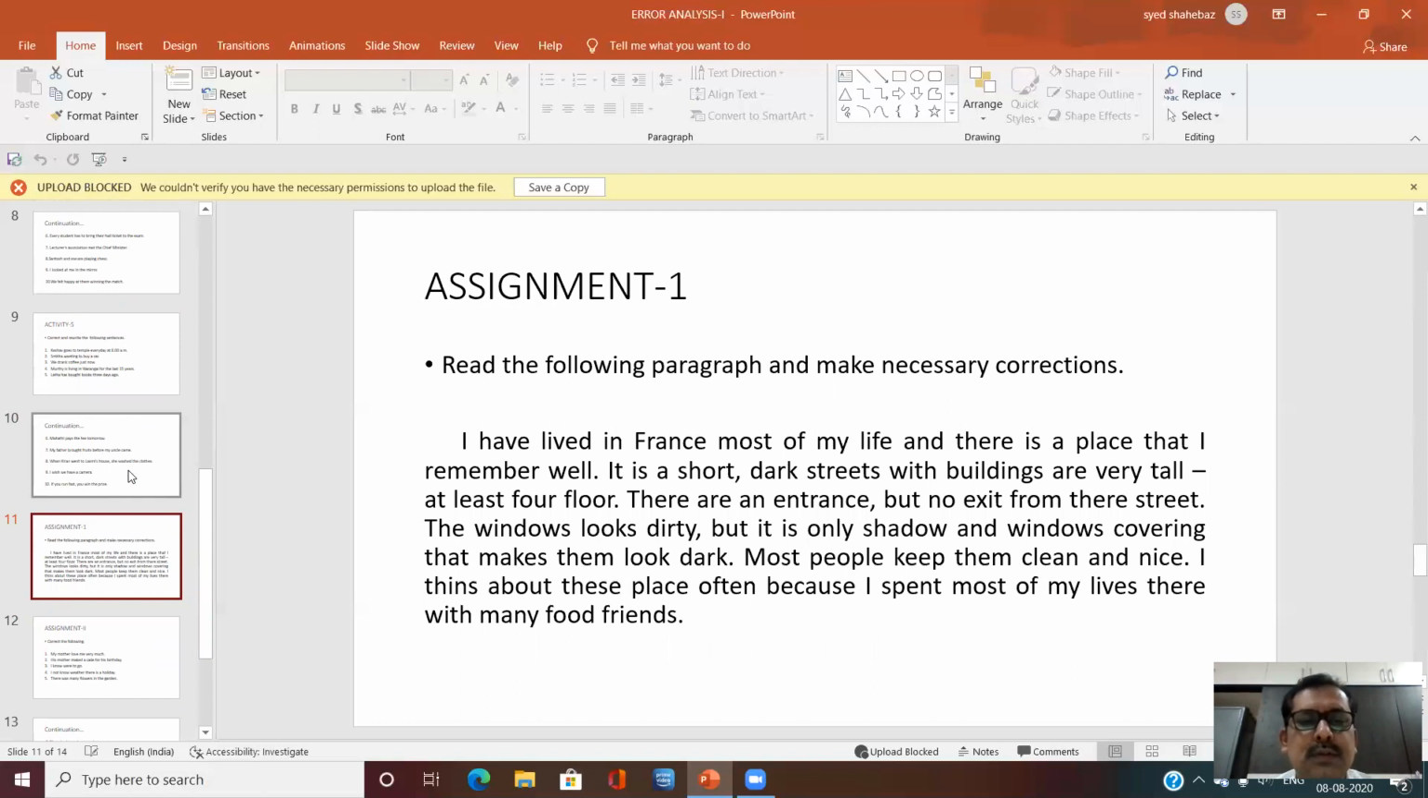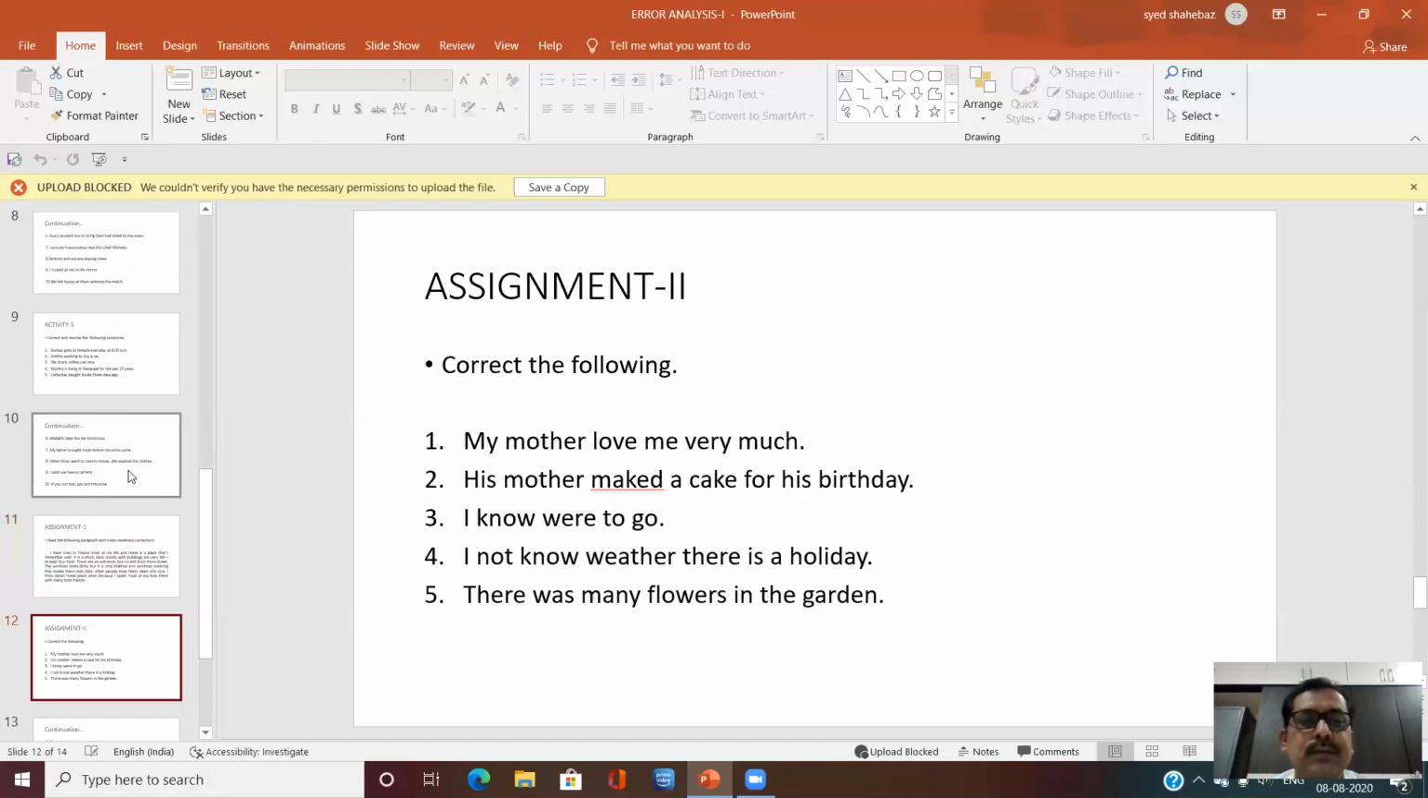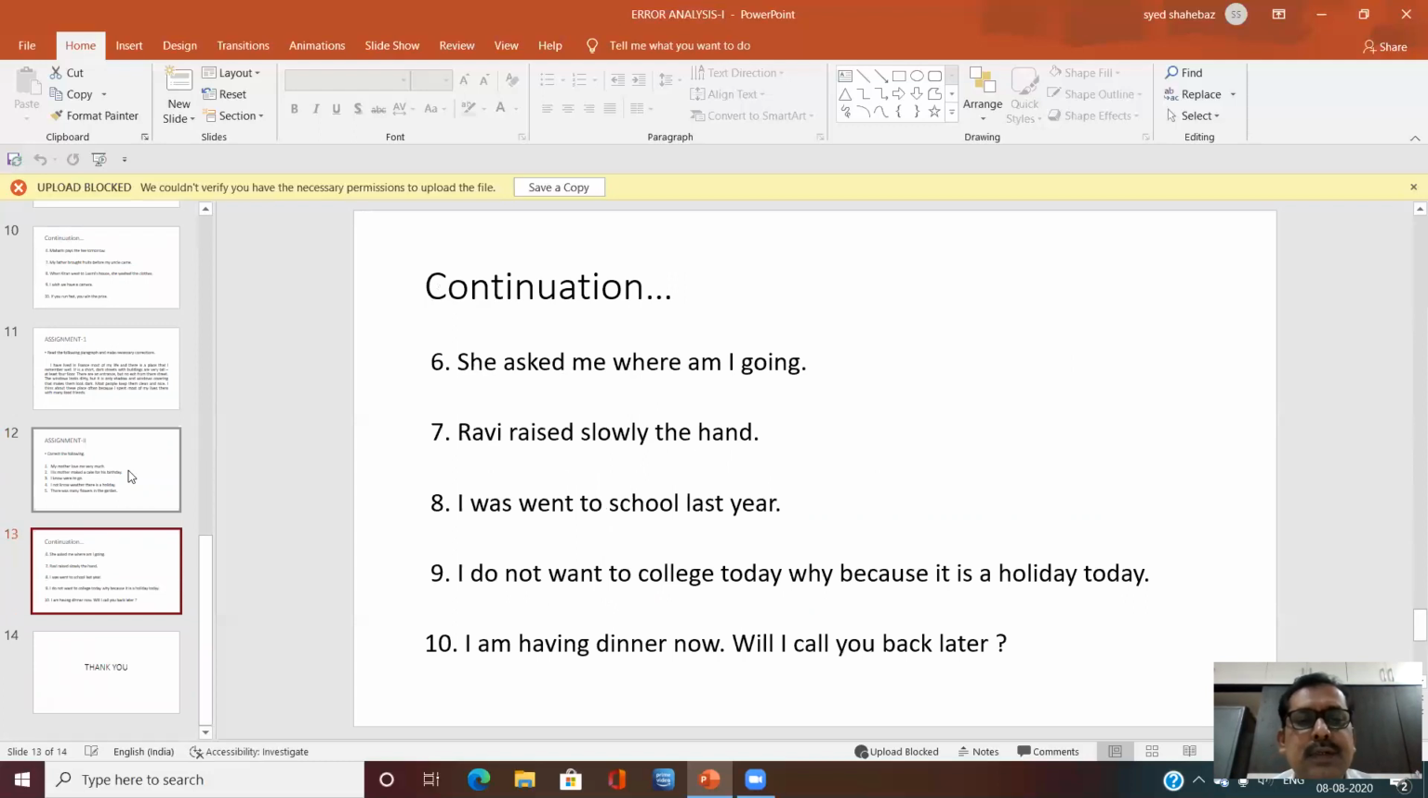So you have to read this passage and correct the mistakes. And my mother loves me very much. His mother made a cake for his birthday. I know where to go. Here, where. I do not know whether there is a holiday. There were many flowers in the garden. He asked me where I was going.